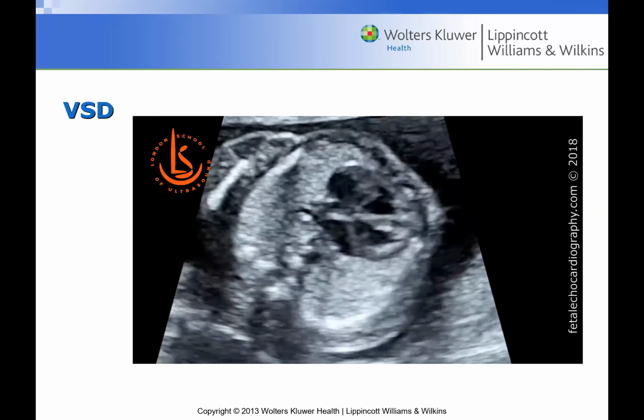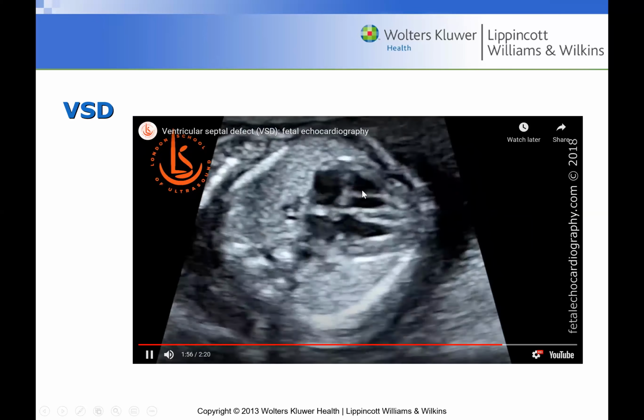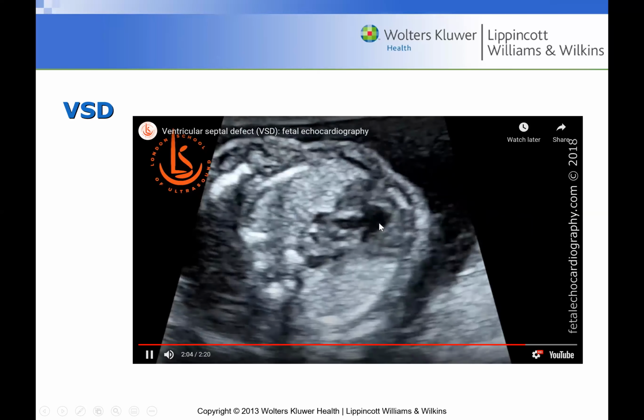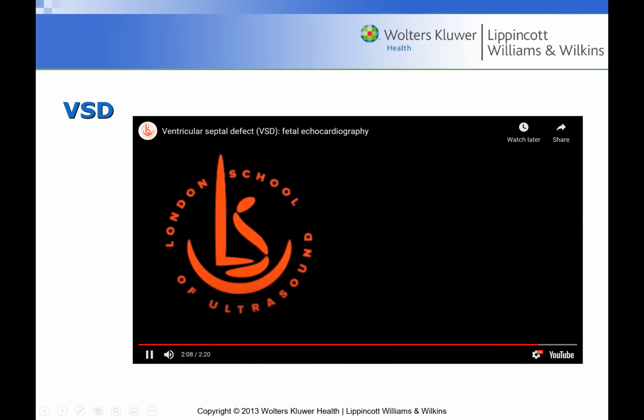Let's see if we can, oh, I saw it right there. You want to see this interventricular septum intact. And when there's a hole in the middle, it shows it, but it takes time to learn how to do those.